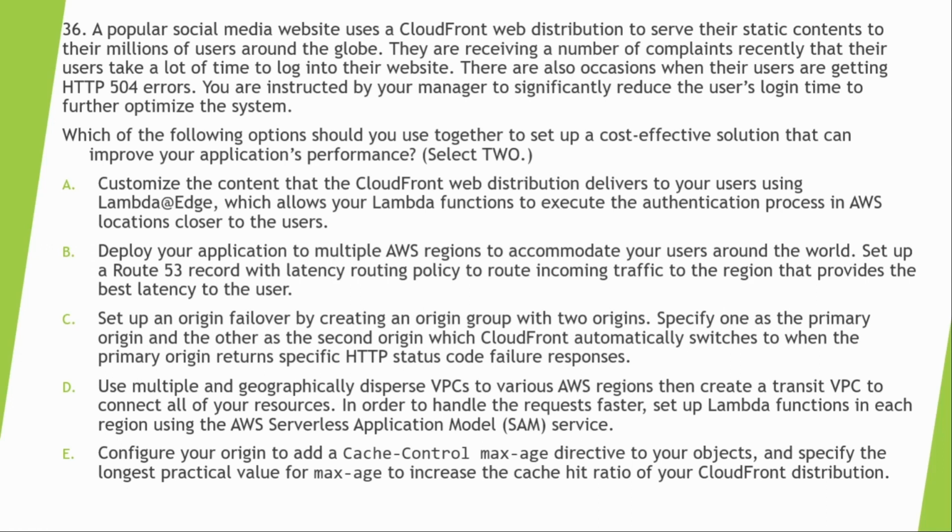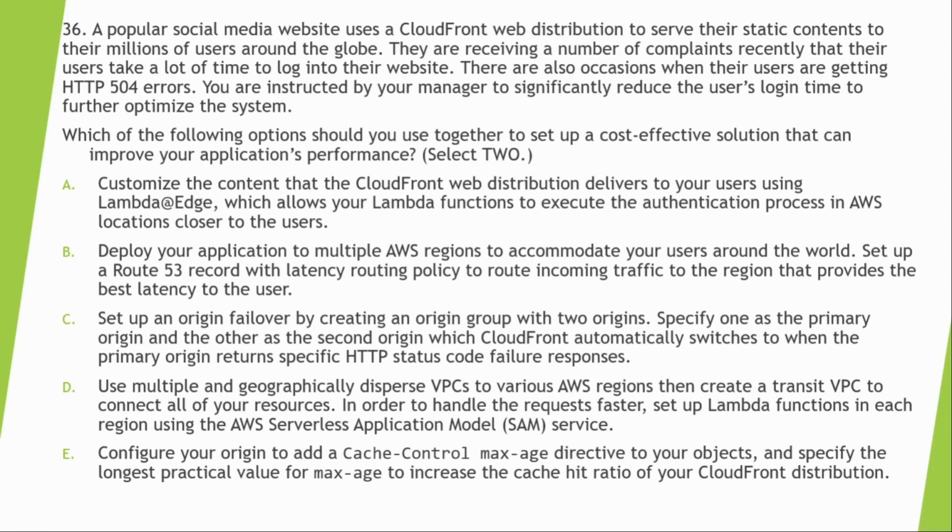Deploy your application to multiple AWS regions to accommodate your users around the world. Set up a Route 53 record with a latency routing policy to route incoming traffic to the region that provides the best latency to the user. Now this is incorrect. Okay, it will solve the performance issue, but it will also give you a cost. You have to deploy your application to multiple AWS regions, and remember, whenever you're asked for a cost effective solution, if another option is correct, check which is the more cost effective option. Okay, every company wants to save cost, right?